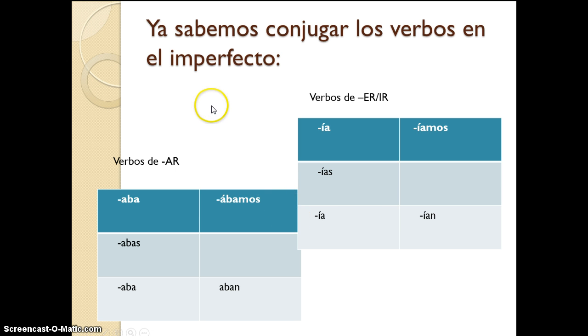The imperfect tense is pretty easy because there's only 3 irregulars, which I'm going to show you in the next slide. But here you're going to see the endings for regular AR verbs. We have aba, abas, aba, ábamos, aban. And then ER and IR, we have ía, ías, ía, íamos, ían. The only form that takes an accent in the AR verbs is ábamos, okay, the nosotros form. And in ER and IR verbs, all of the verbs have an accent over the I.